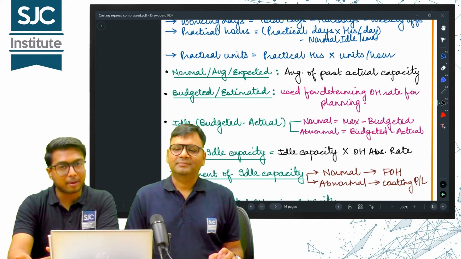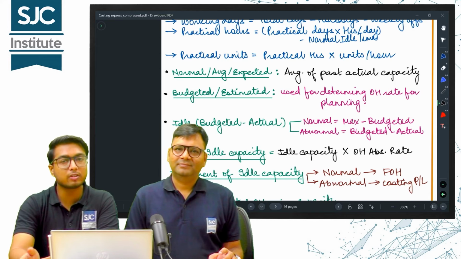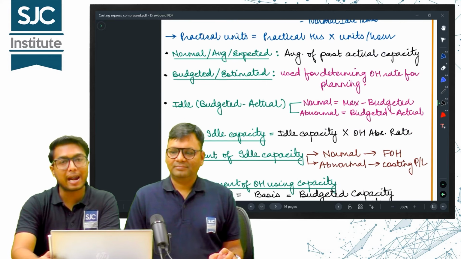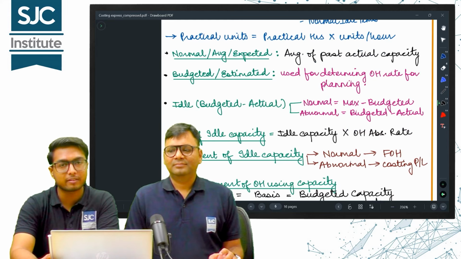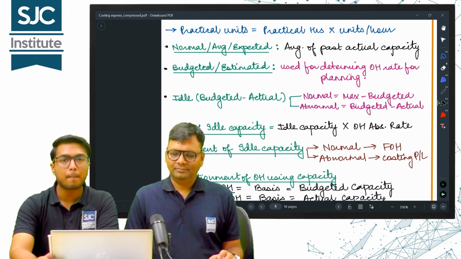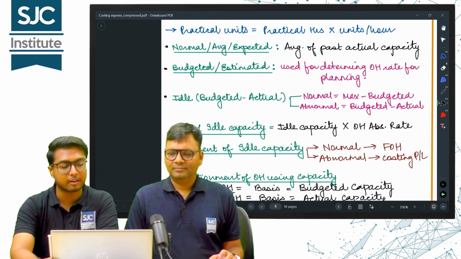Now then there is idle capacity. That means when the budgeted capacity is more than the actual capacity. It arises in 2 situations. First is normal and second is abnormal. If it's normal idle capacity, then the formula is maximum capacity minus budgeted capacity. In case of abnormal idle capacity, it is budgeted capacity minus actual capacity.